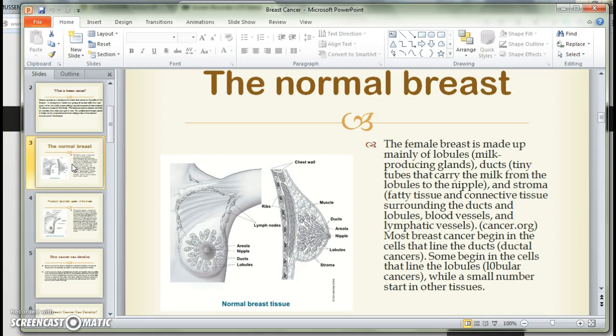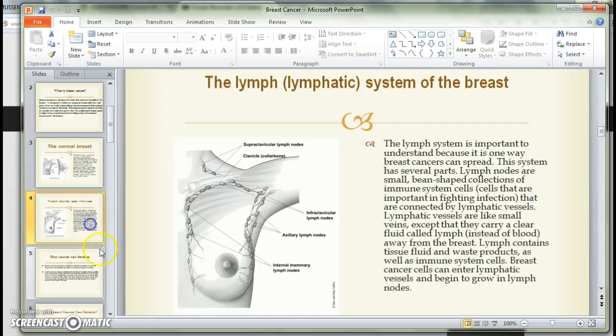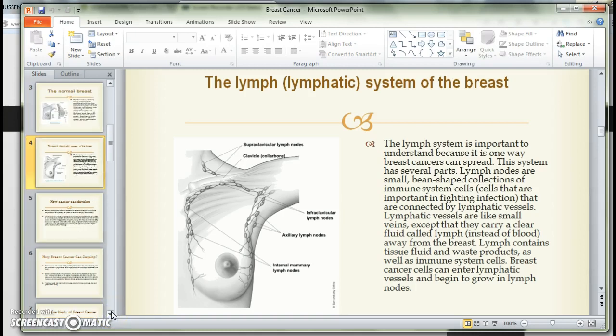Most breast cancers begin in the cells that line the ducts. Some begin in the cells that line the lobes, while a small number start in other tissues. The lymphatic system is important to understand because it is one way breast cancer spreads. The system has several parts.